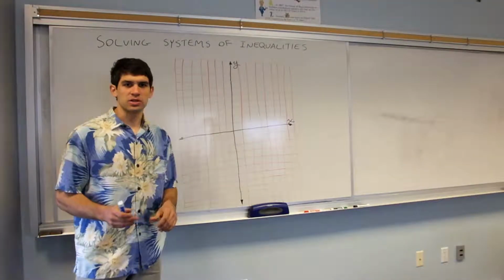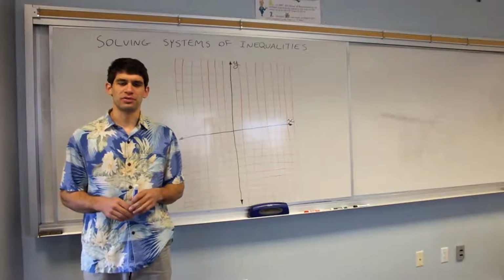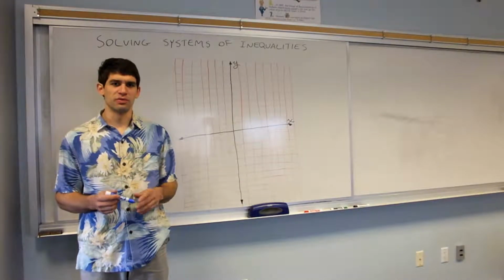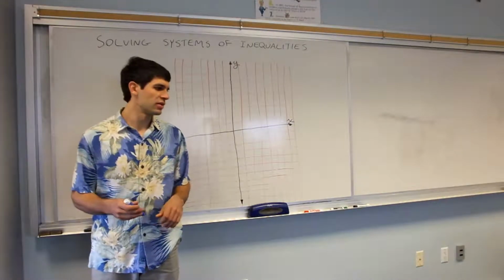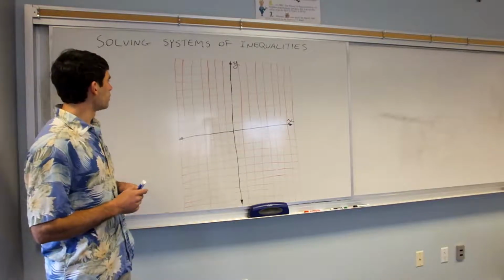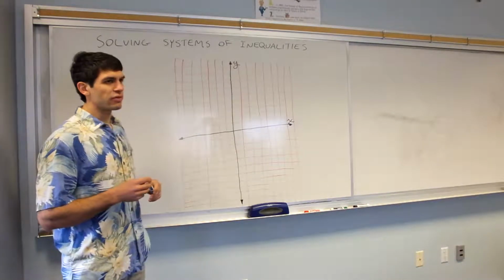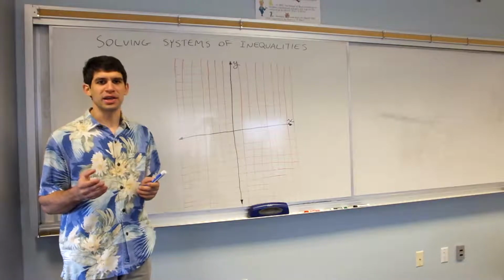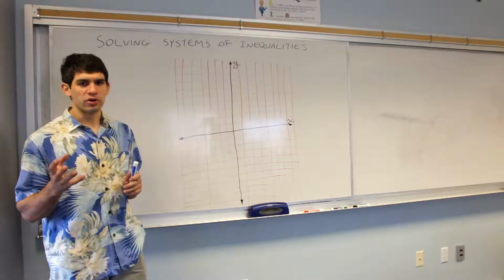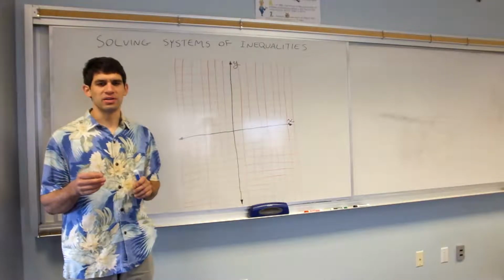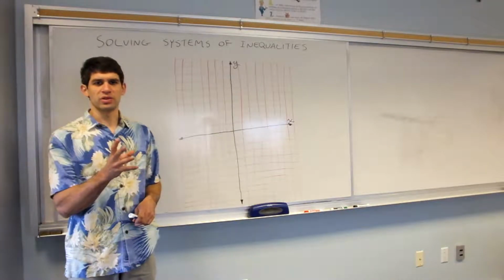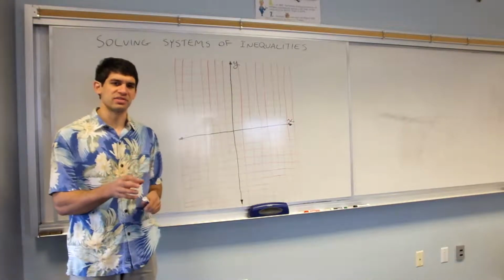So I just want to run through a couple of quick examples on how we solve these, and hopefully that will enlighten you guys. So in solving systems of inequalities, we're kind of combining what we know about graphing single inequalities as well as what we learned about systems of equations.